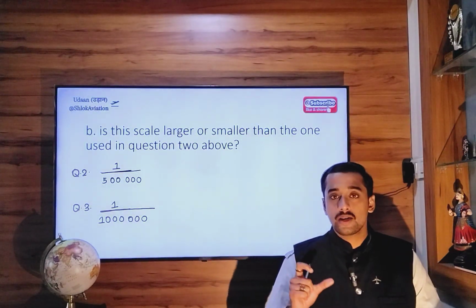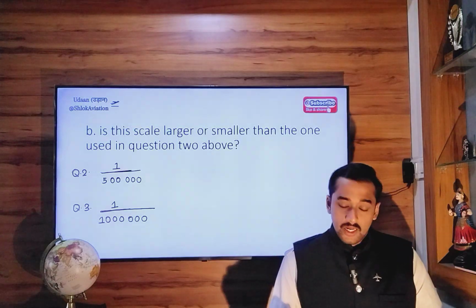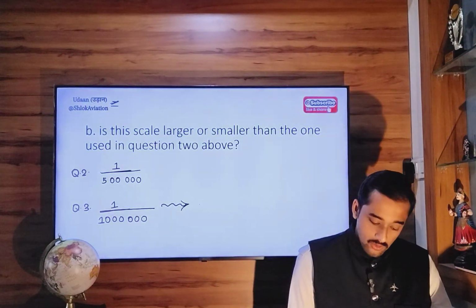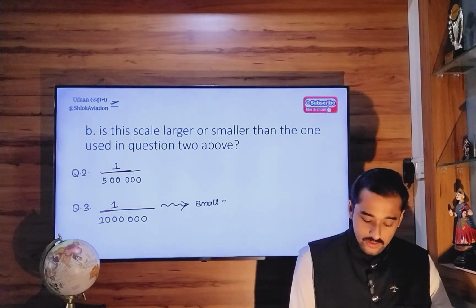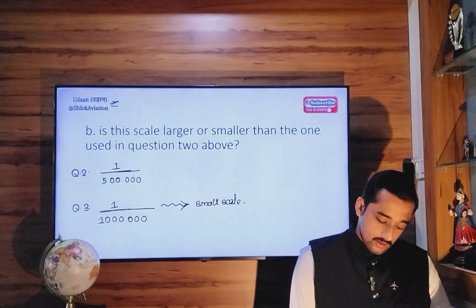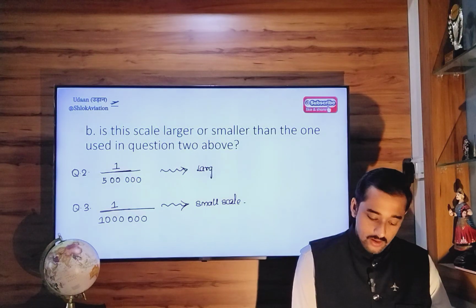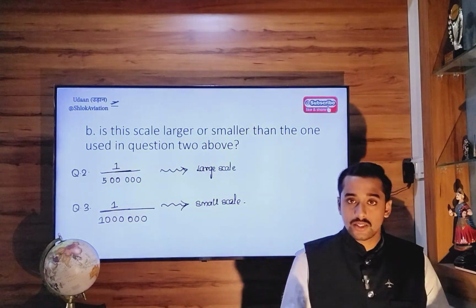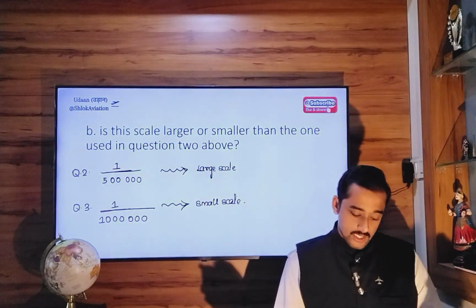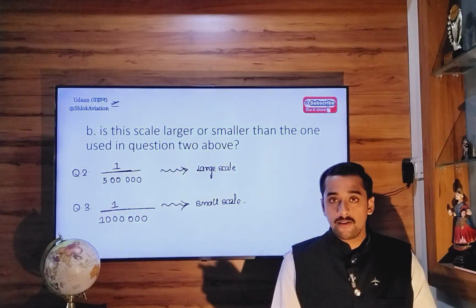So when the denominator is larger than the denominator in another scale, more larger denominator means small scale. Just remember this. Okay, small scale, and smaller denominator means large scale. So it's a fact. Remember this. So is this scale larger or smaller than the one used in question 2 above? This particular scale, that is 1 divided by 10 lakh, is smaller than the 1 divided by 5 lakhs.